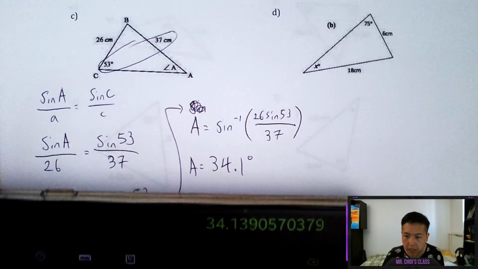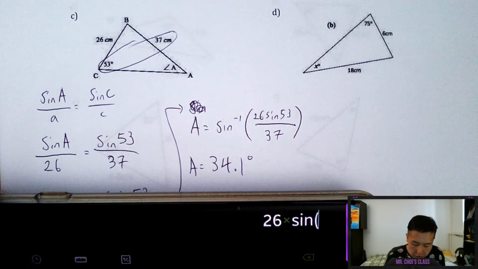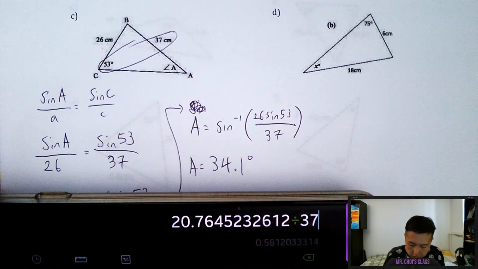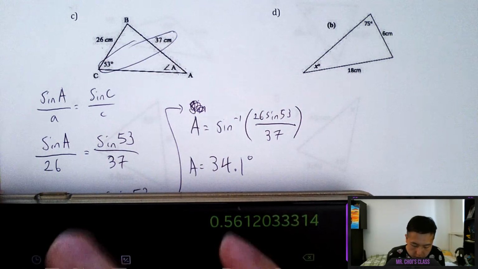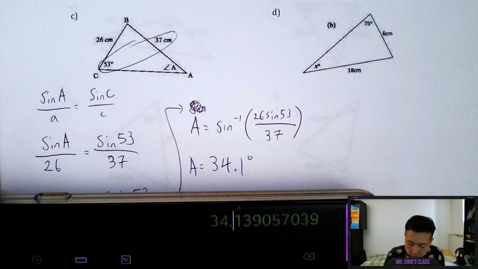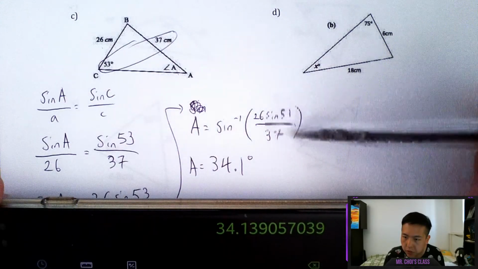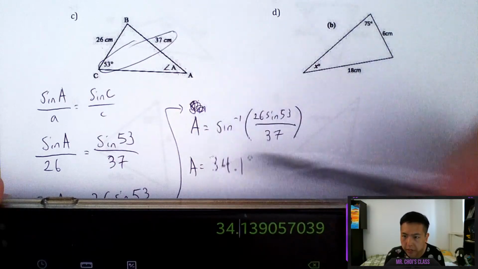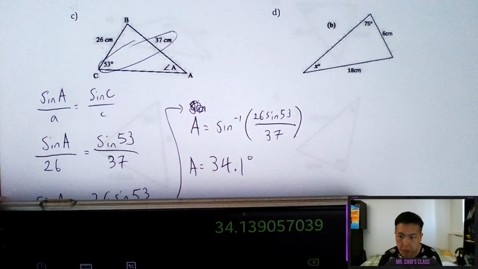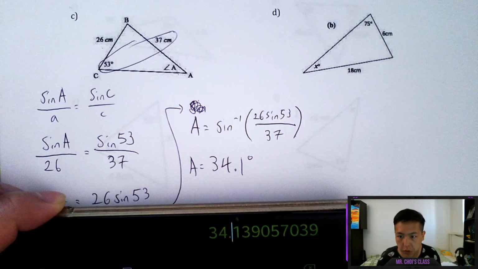So that's me typing it all in the calculator. But if you did it separately, so it's 26 sine 53 divided by 37, and then you do sine inverse of that, you're still going to get the same answer. So whether you solve the fraction first or you do this whole thing all at once, that's up to you. You'll still get the same answer. So pick the method you want, but you should get 34.1 degrees for angle A.